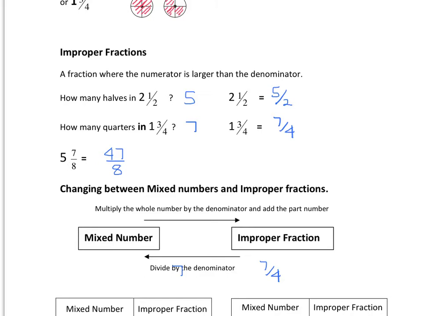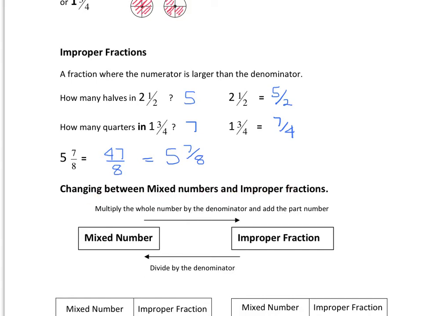How do we get back to the original mixed number from the improper fraction? You divide 8 into 47. 8 goes into 47 5 times with 7 left over. So 8 divides into 47 5 times. 8 fives are 40, so there's 7 left over. 5 7/8.